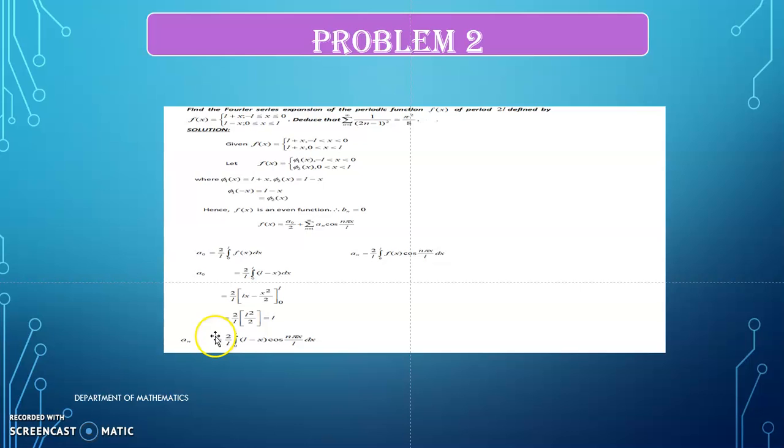Similarly, we are going to calculate the an. An is equal to 2 by L integral 0 to L f of x cos n pi x by L into dx. Here f of x is equal to L minus x, so substitute L minus x. Here we are going to use the Bernoulli formula. Consider u is equal to L minus x and dv is equal to cos n pi x by L into dx. So u dash is equal to minus 1, u double dash is equal to 0. Then v1 is equal to sin n pi x by L divided by n pi by L. Then v2 is equal to minus cos n pi x by L divided by n square pi square by L square.